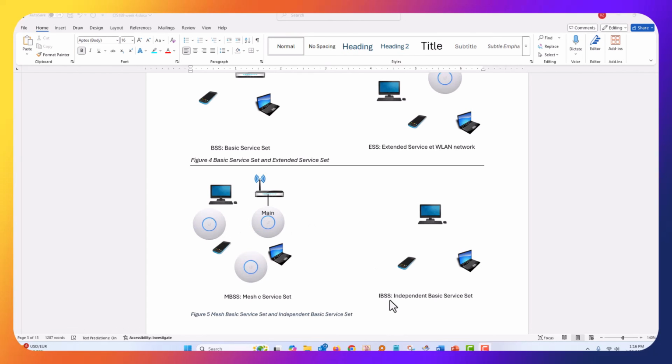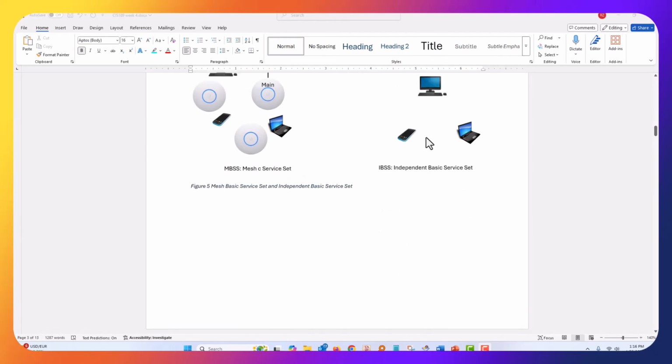The next is the IBSS, and notice in the IBSS, or independent basic service set, I've got no central device at all. I just have these guys all talking to each other, and so that's an independent basic service set. By the way, notice that all 3 of these are basic service sets. There's only one that's the extended service set, and that's this setup here. All right, let's move on then.